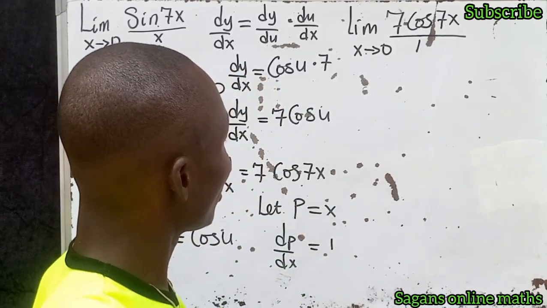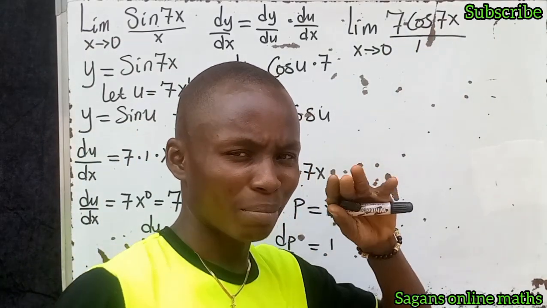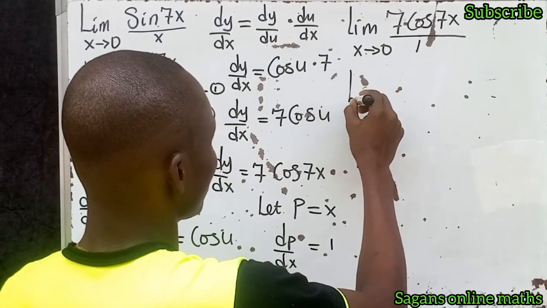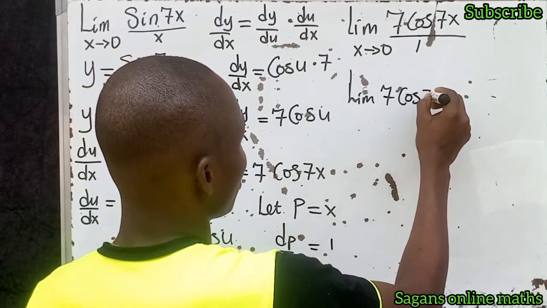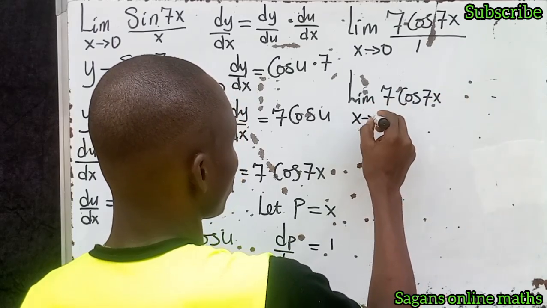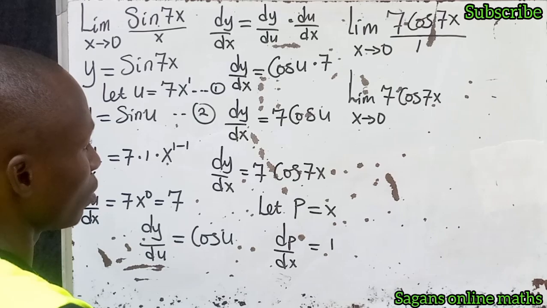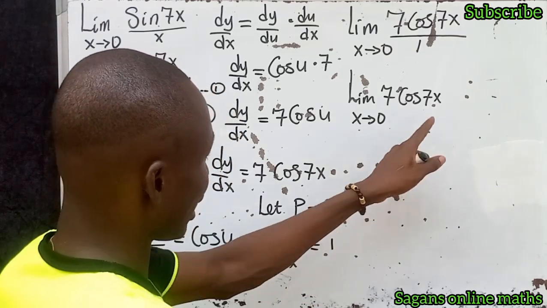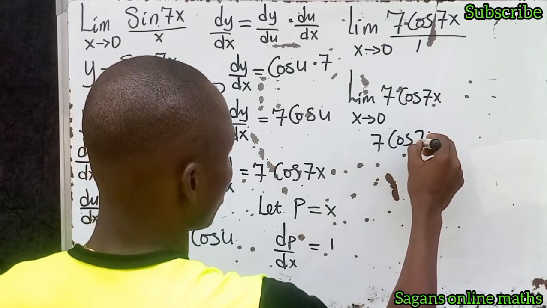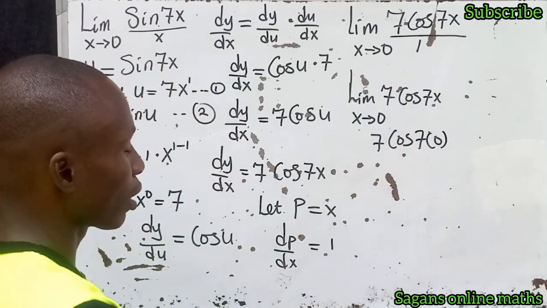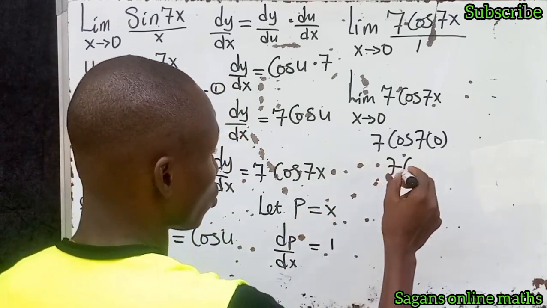I love this, right? Now note that 7 cos 7x divided by 1 is equal to 7 cos 7x. That's amazing. So we add the limit of 7 cos 7x, where x tends to 0. So we can substitute: 7 cos of 7 times 0. 7 times 0 is going to give us 0.